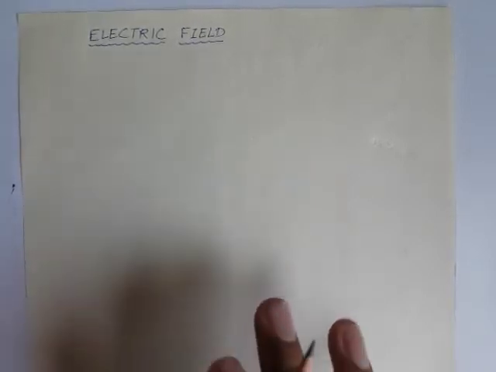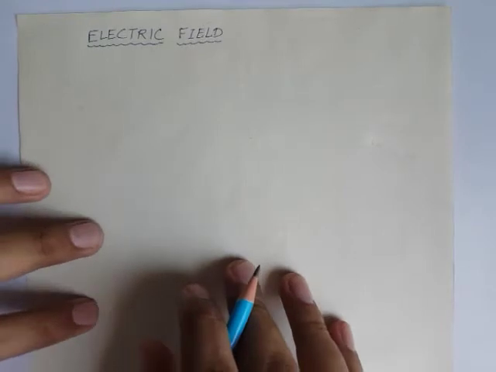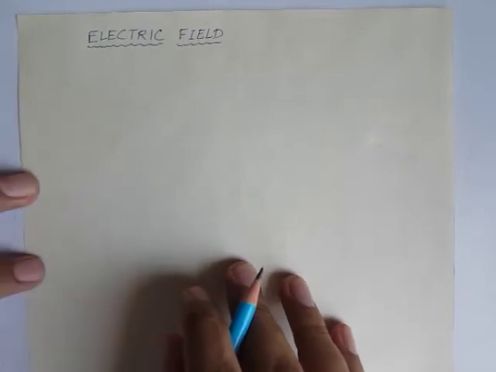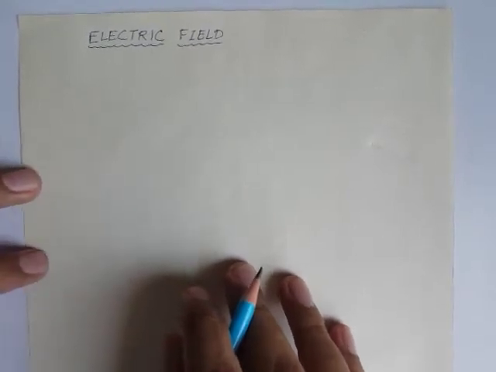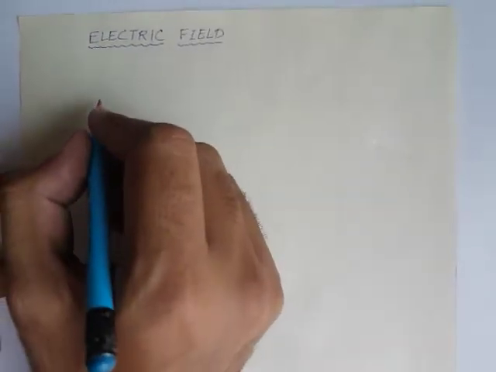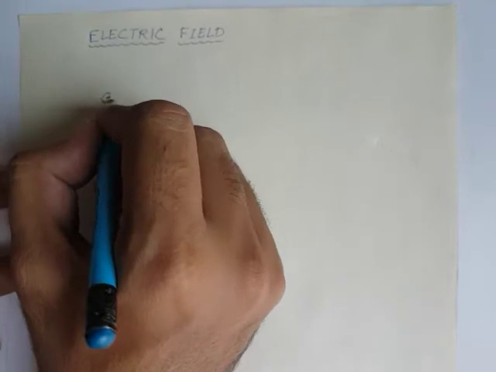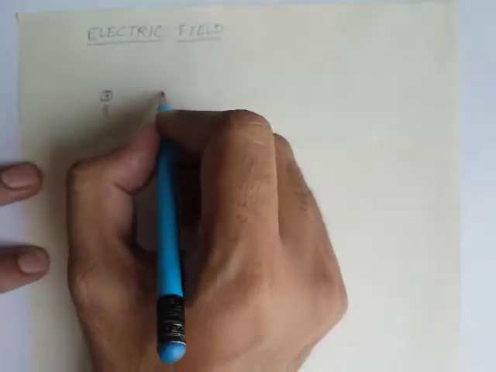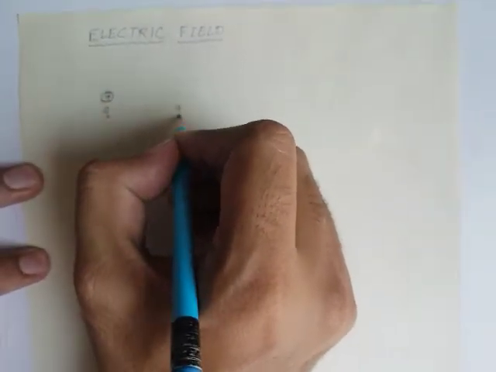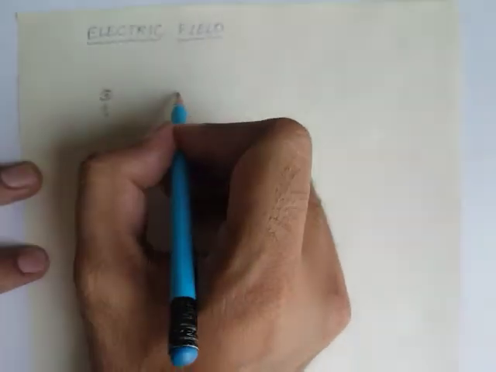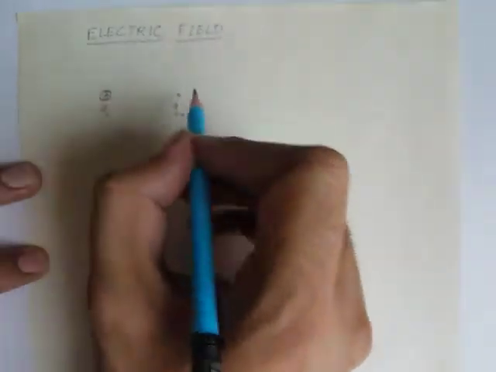Let's talk about electric field. So we can say that electric field is a concept. When we say two charged bodies, one is considered to be a source charge, according to which we are going to calculate, and we consider another test charge, that is Q naught. Some force is acting between these two.